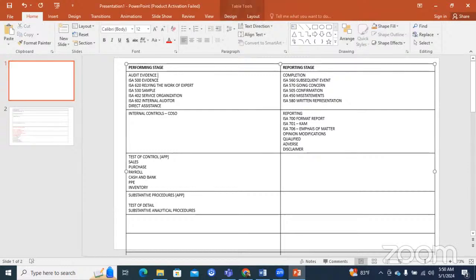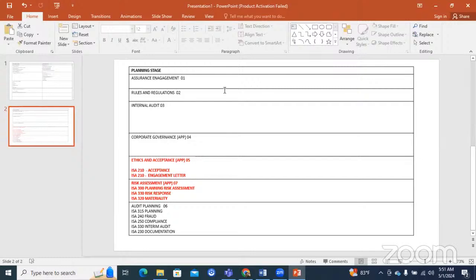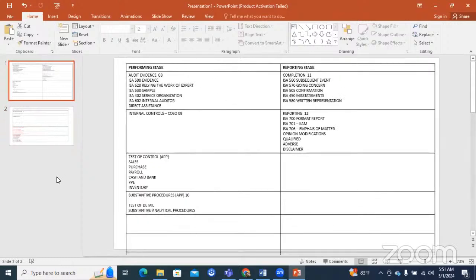This is chapter number 8. This is chapter number 9. Substantive procedures, test of control and internal control together are included in chapter number 10. Completion is chapter number 11. Reporting is chapter number 12. That's all. So actually there are 12 chapters. I can arrange the 12 chapters in this way: planning stage, performance stage, and reporting stage.